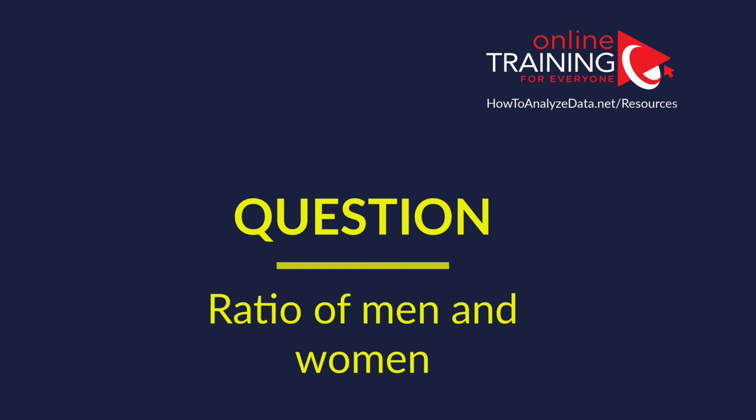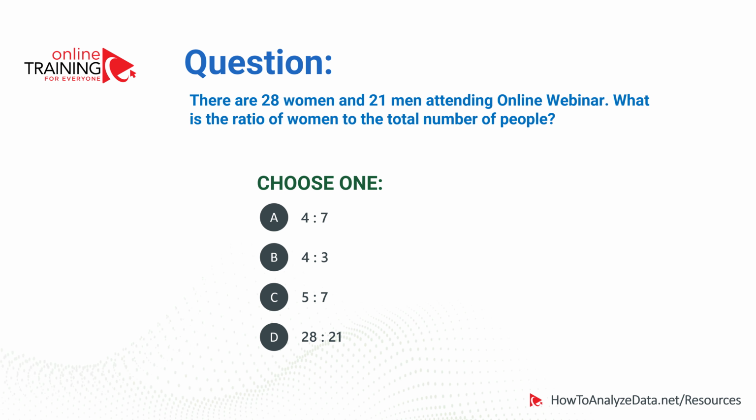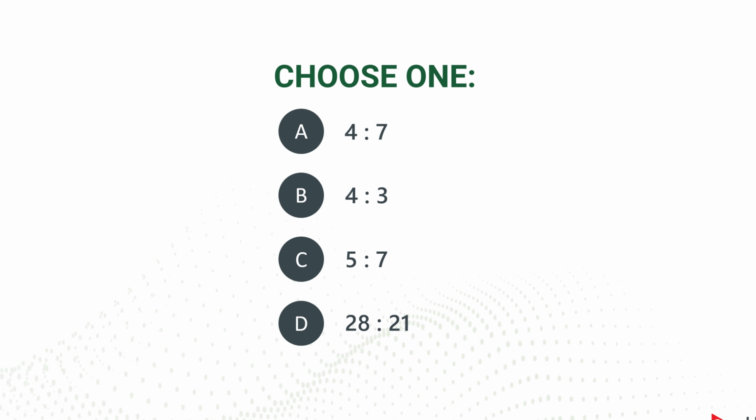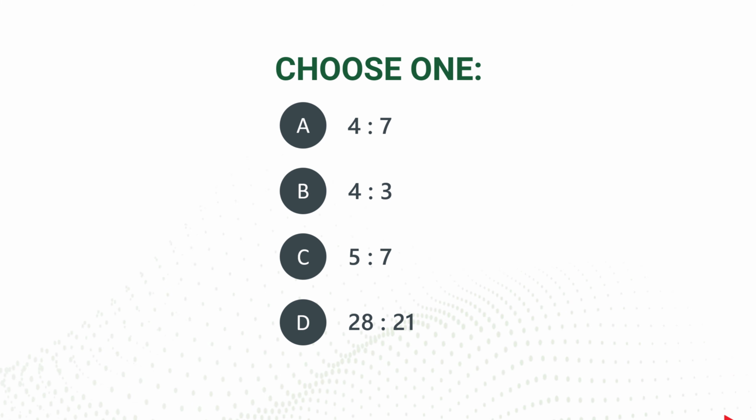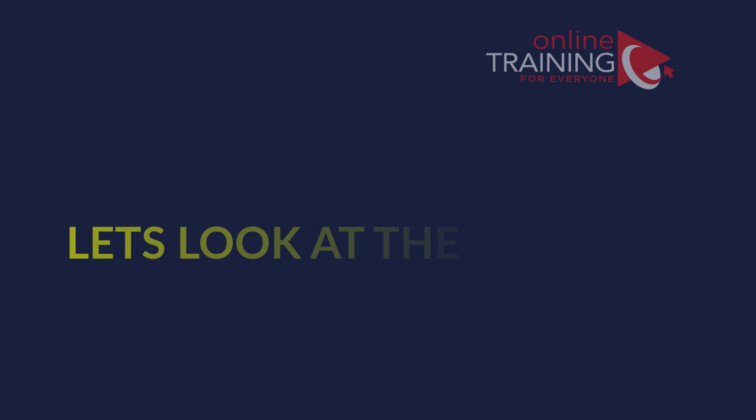Now let's look at the tricky question, which is frequently used as part of math reasoning and abstract reasoning tests. There are 28 women and 21 men attending online webinar. What is the ratio of women to the total number of people? And there are 4 choices: 4:7, 4:3, 5:7, and 28:21. Which one do you think is the right answer?